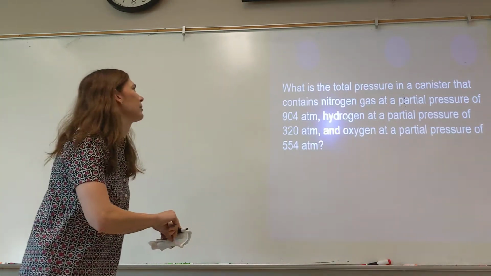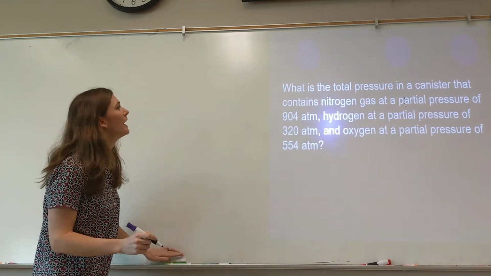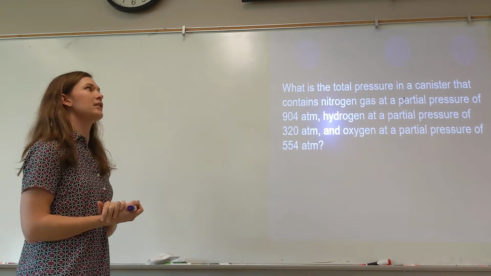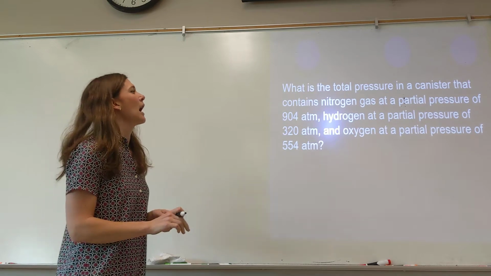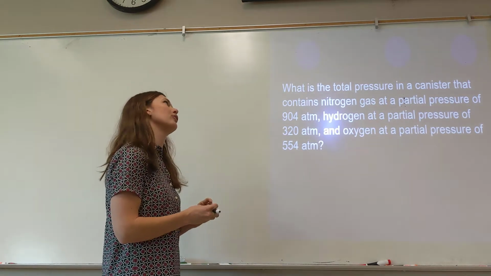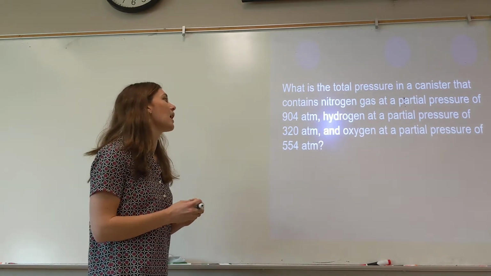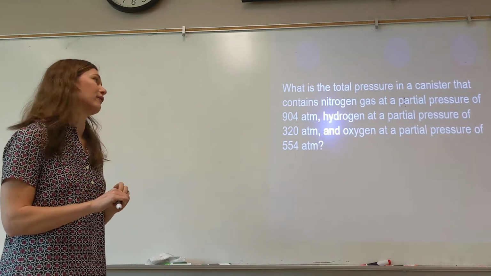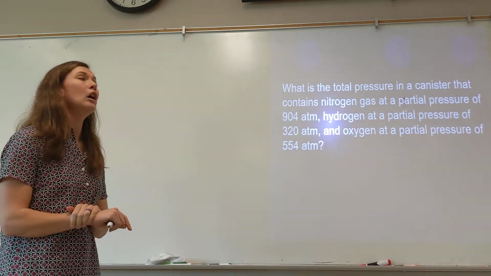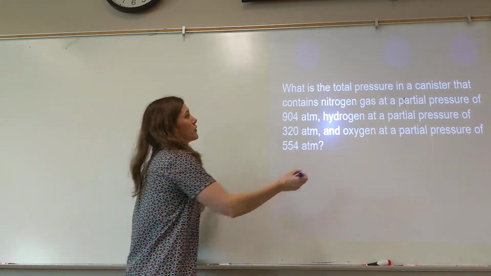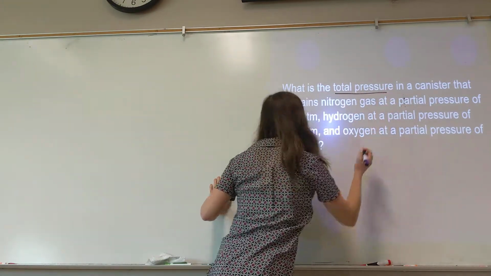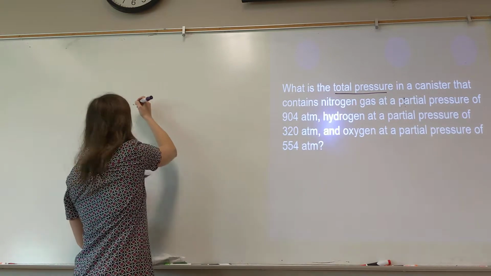Alright, the first problem. What is the total pressure in a canister that contains nitrogen gas at a partial pressure of 904 atmospheres, hydrogen at a partial pressure of 320 atmospheres, and oxygen at a partial pressure of 540 atmospheres? So a couple of things about this problem before we get started. First of all, I'm finding the total pressure. I'm finding P total.